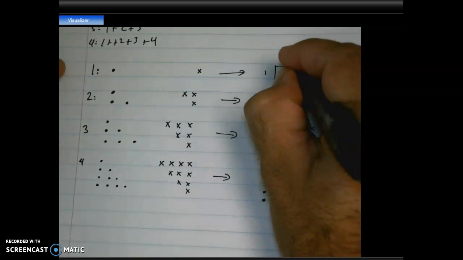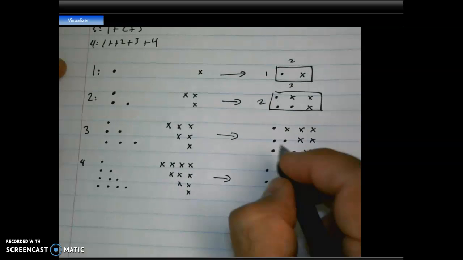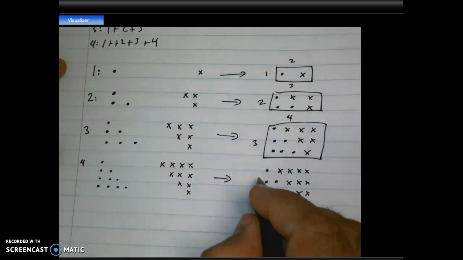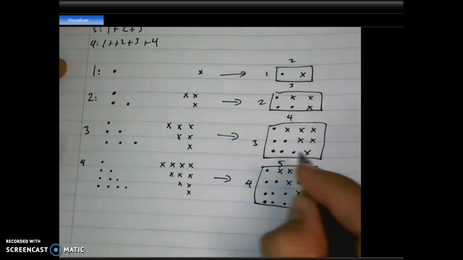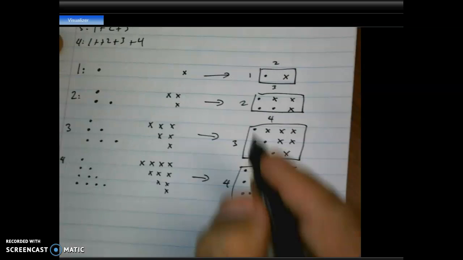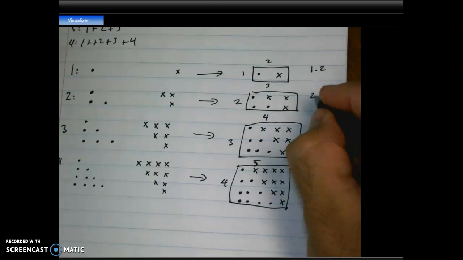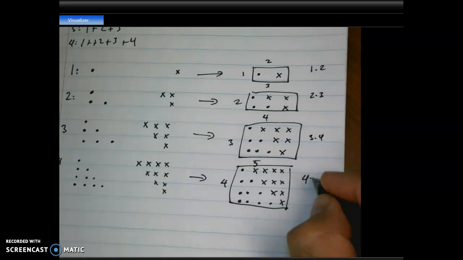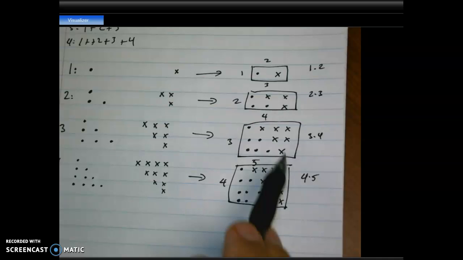This is 1 by 2. This is a 2 by 3. Do you see what I'm talking about? This is 3 by 4. And this is 4 by 5. Okay? So 1 times 2 is 2, right? 2 times 3 is 6, 3 times 4 is 12, and 4 times 5 is 20. That's how many numbers there are in each one of these things.